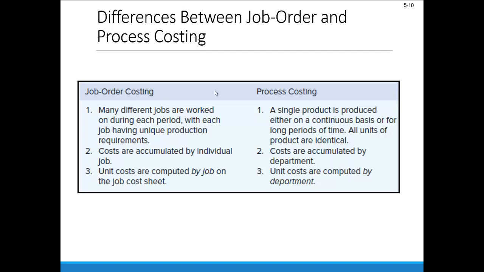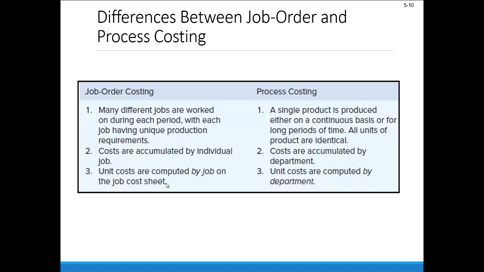And there are some differences between the costing systems more generally as well. If you think back to chapters 2 and 3, job order costing systems were most appropriate when companies were making things that were unique or specialized or custom ordered. Costs were accumulated based on the individual job, representing probably a customer order, right? And unit costs were calculated by job on those job cost sheets or records.